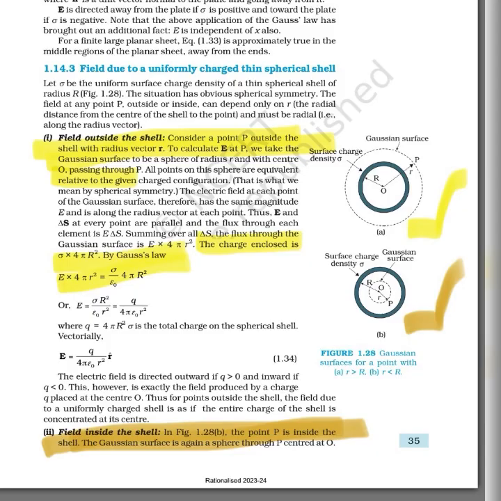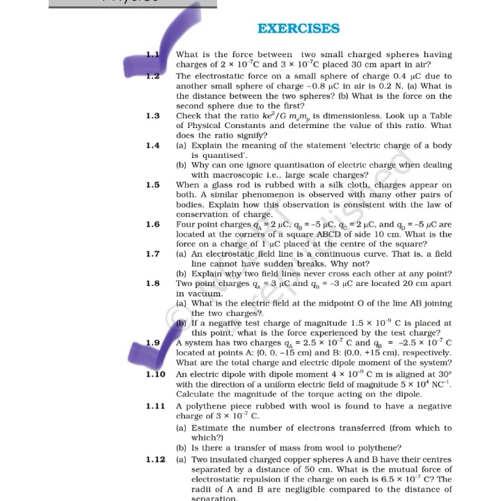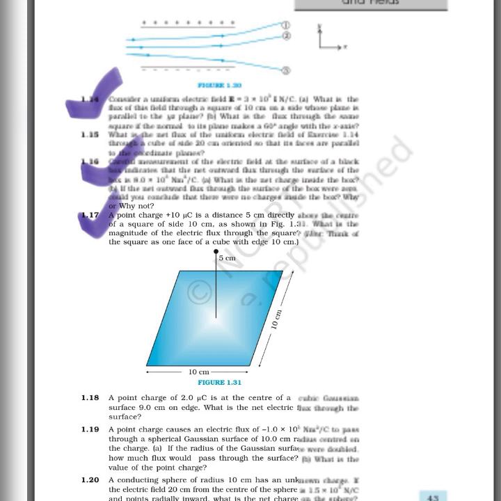Now our next part is field due to a uniformly charged thin spherical shell. It's a hollow shell. You have to find the field outside the shell and the field inside the shell, that's important. Total flux inside the shell is 0, keep that in mind. Total flux inside the sphere is 0. Now some important questions that have been repeated in earlier examinations: question number 1, 1.9, and also 14, 16, 17. These questions have been repeated many times.